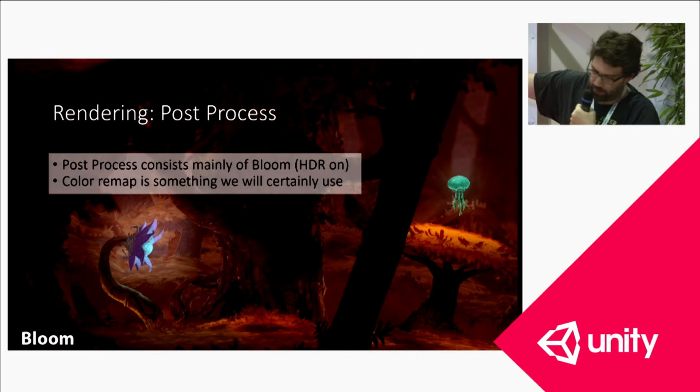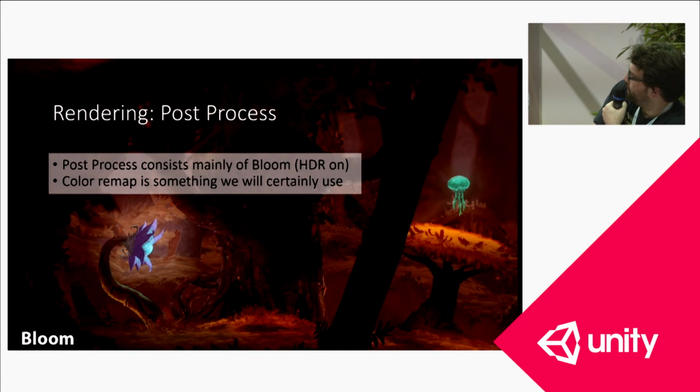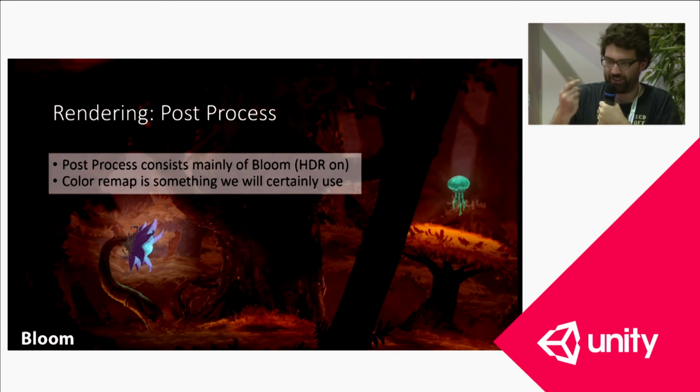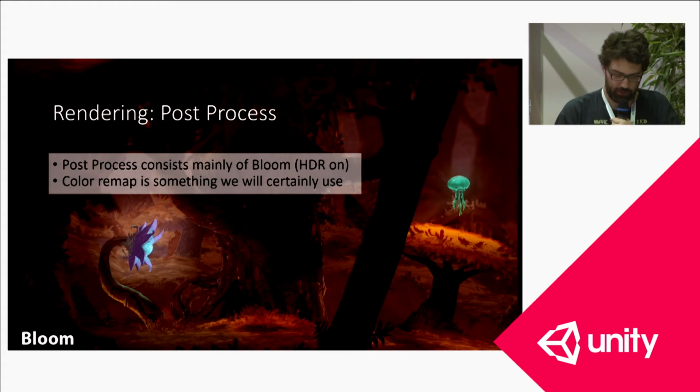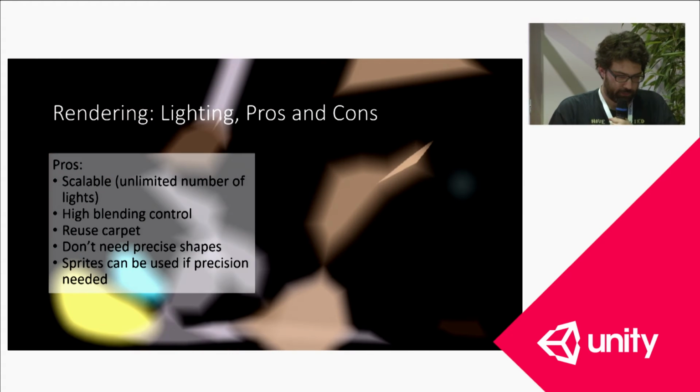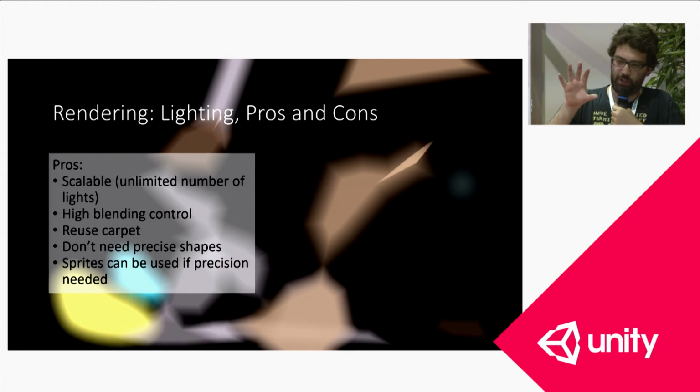For example, on this tree, it's hard to see, but it's kind of hiding some atmosphere in the lighting. The pros of this lighting system are that it's scalable. It's some kind of deferred rendering, so we can add any amount of lights we want because it's only some shapes rendered. We have high blending control because we can position lights on top of each other and choose the blending, additive or semi-transparent light, and they will blend together.